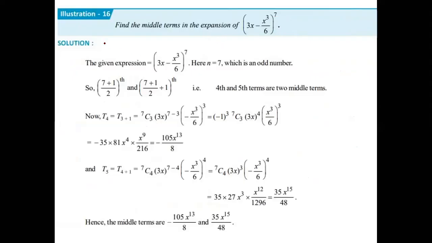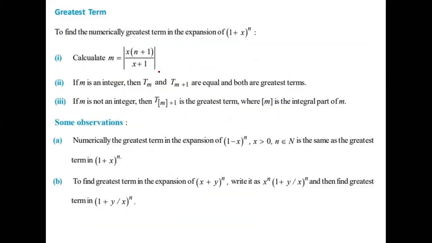Now see, find the middle terms. You can practice yourself. The power is 7, an odd number, which means there are two middle terms. What is the case? The (n plus 1) by 2th term and the (n plus 3) by 2th term we should take. So two middle terms are possible. So you can practice that one.